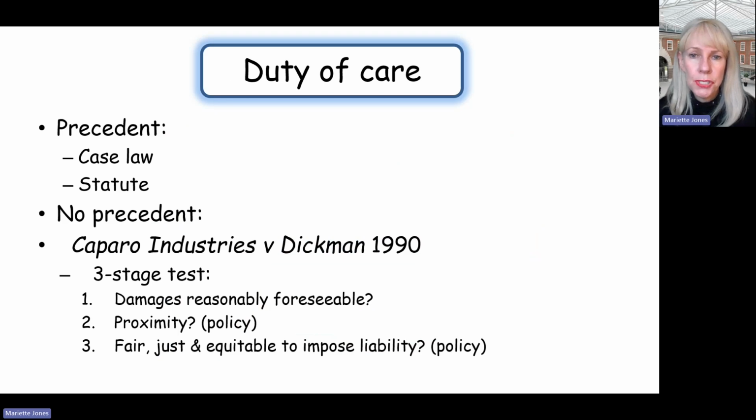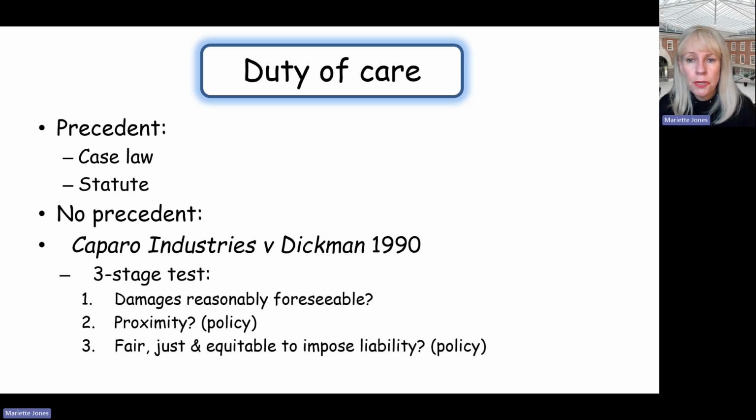Let's start with the first element, the duty of care. The concept comes from the neighbour principle formulated in Donoghue versus Stevenson by Lord Atkin. We now have a large body of case law giving us precedents for established duty of care categories. There are also several statutes imposing a duty of care. In the very rare instances where there is no precedent, so in other words, no established duty of care category, the court has to be convinced by the claimant to recognize a new duty of care category.